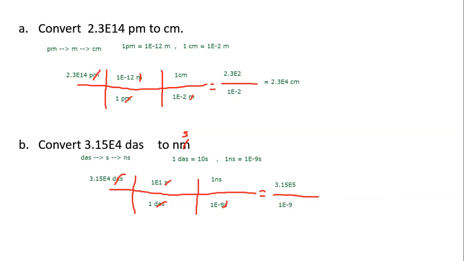So before I finish this part, what we got to notice is decasecond is a bigger metric prefix than nanosecond. So since we're going from a big prefix to a small prefix, our exponent should be greater than 10 to the fourth. And when you divide, you subtract the exponent. So 10 to the fifth divided by 10 to the negative 9 would be 5 minus a negative 9. So that would be 3.15 e to the 14th nanoseconds.